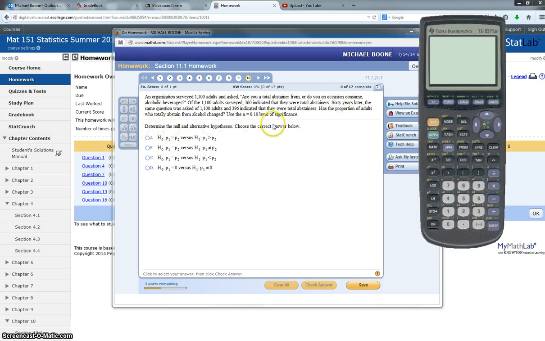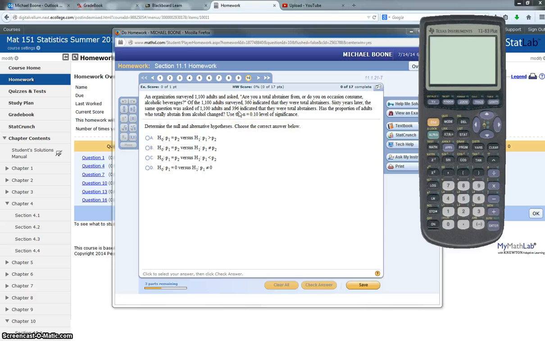So what we're going to have in here is a question from section 1, number 10, and it kind of goes through the different things, so I thought that would be a good one to do. We have a survey, 1,100 adults are asked, are you a total abstainer from, or do you on occasion consume alcoholic beverages? Of the 1,100 adults surveyed, 360 indicated they were total abstainers. Then they did the survey later. The same question was asked, and so there was a different number, 396.